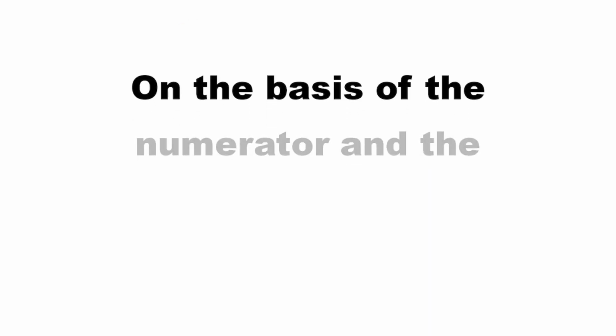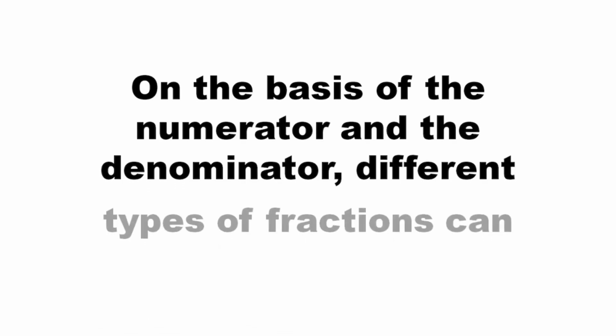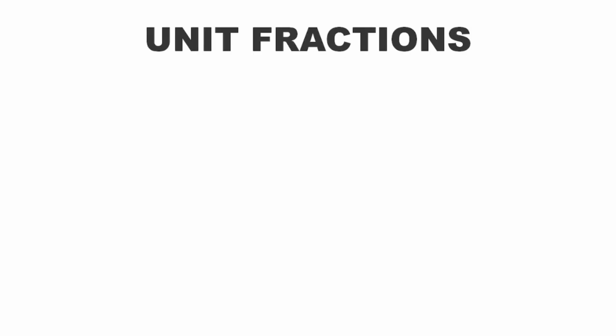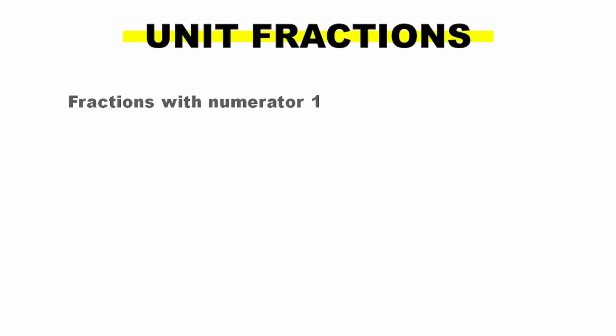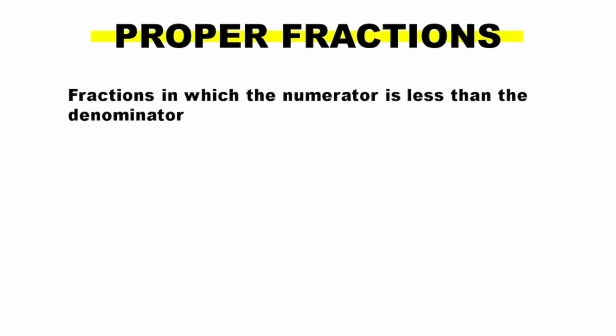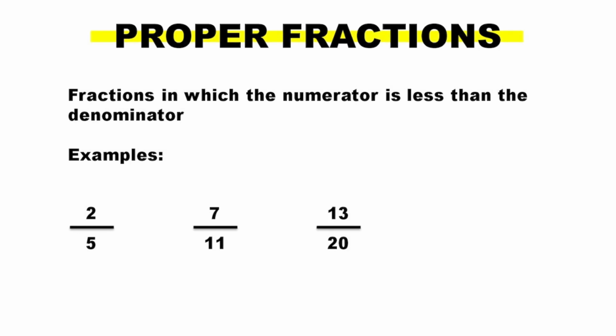On the basis of numerator and denominator, different types of fractions can be defined. Unit fractions are fractions with numerator 1. For example, 1 by 2, 1 by 5, 1 by 7. Proper fraction is a fraction in which the numerator is less than the denominator. For example, 2 by 5, 13 by 20.